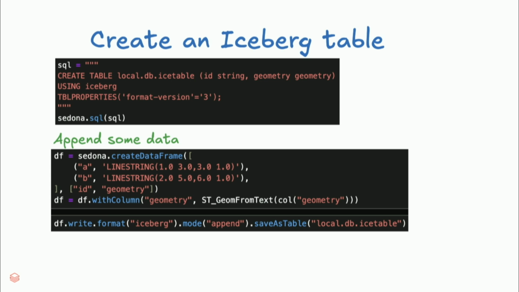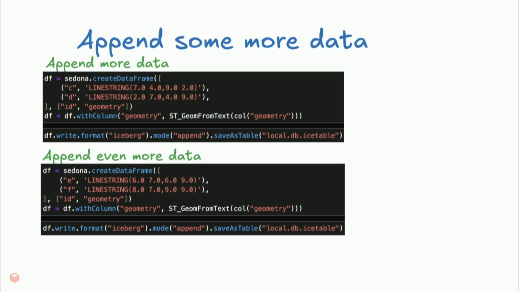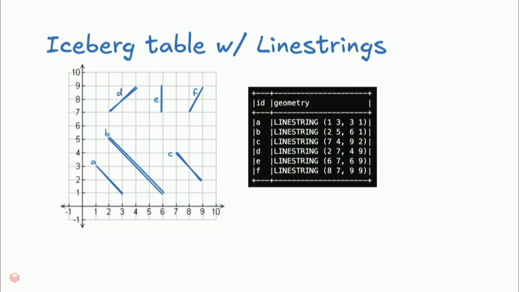Now let's put some data there. The first data we're going to put there is two line string objects, line string A and B. We're going to append those two records into the Iceberg table. Now let's put some more data there: line string C and D. Then we append those to the table. And then another append operation, line string E and F. Now if you look at this table overall, you have 6 records, A, B, C, D, E, F, and 6 line strings. If you put those on a map, you'll see all those line strings.